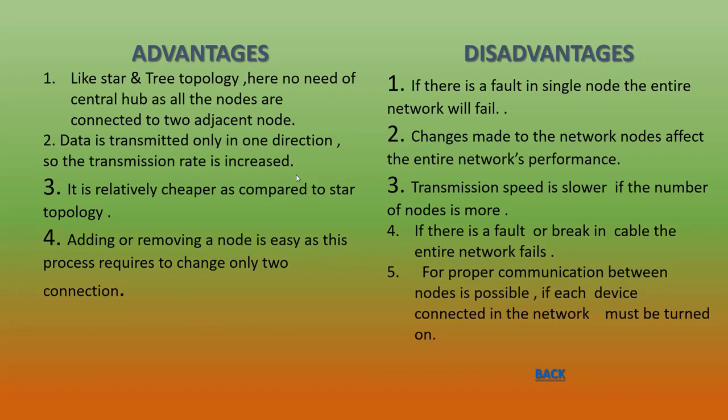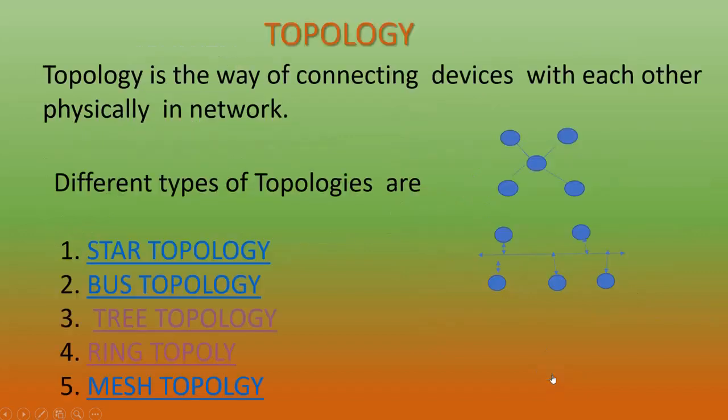Another main advantage is that each node will amplify and retransmit the signal. So there is no loss of data in the ring topology. All the devices connected in the ring topology have a repeater. That repeater will retransmit the signal, so there is no possibility of loss of signal in the ring topology.